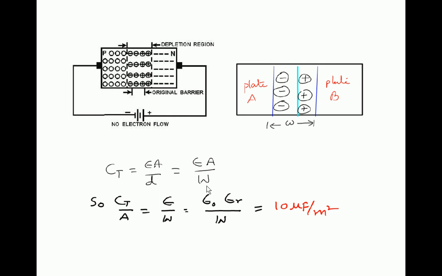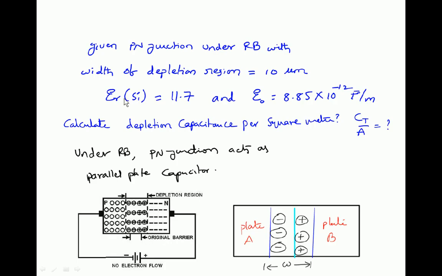We need to calculate the transition capacitance per unit area, that is, per square meter. Taking A to the left side, CT by A becomes epsilon by W, which is epsilon naught times epsilon r by W. Epsilon naught is given, epsilon r is also given, and W is also given. So we substitute the given values.